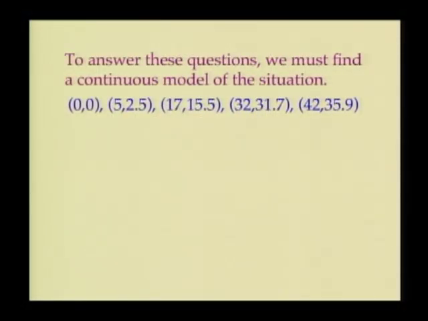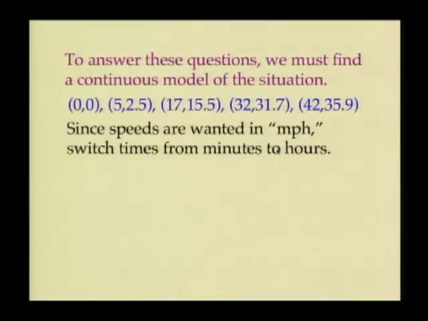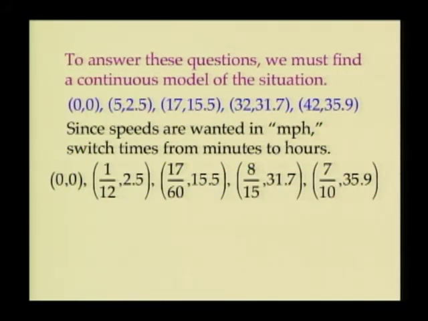What you have to do is get a continuous model of the situation. This is actually the same problem we worked previously, where we got the Lagrange polynomials for each of these points and added them up. I'm going to do one thing. Since I want my answers in miles per hour, I'm going to convert these points. I'm going to change the times, which are currently in minutes, to hours. It's an easy thing to do. You divide by 60 each time.